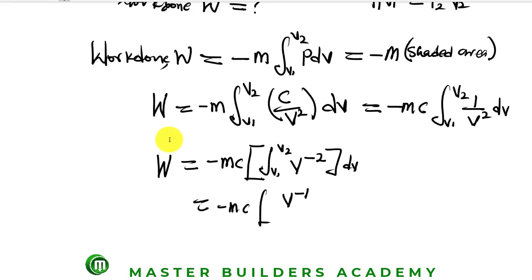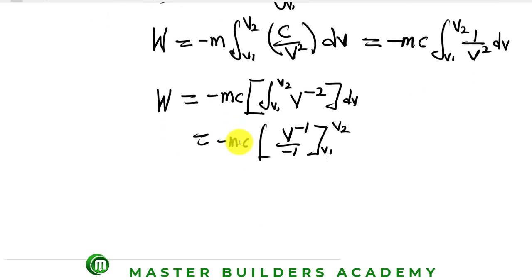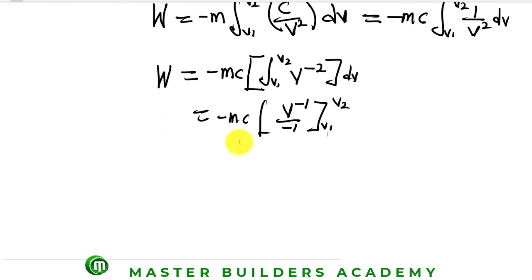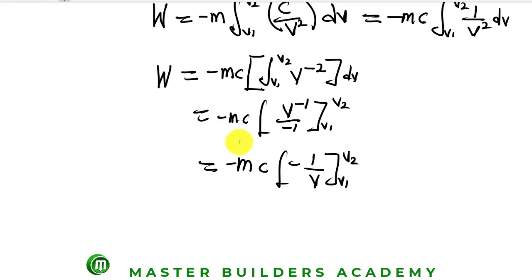we're going to have this as minus 1. Remember, anytime you integrate, you add 1 to the power. So we are supposed to have negative 2 plus 1, and it will reduce the power to minus 1. Then we'll now divide by the new power. Right? We have this. Then this becomes V2, this becomes V1. As we progress, by extension, this will have given us minus MC into minus 1 all over V, with V2 and then V1.